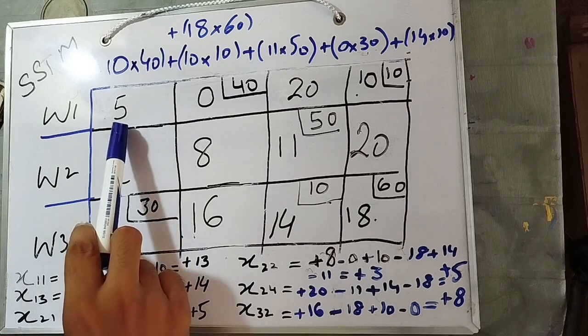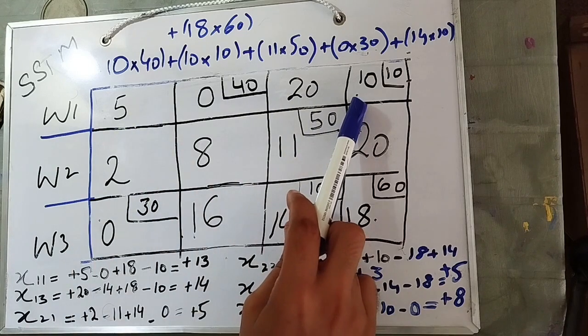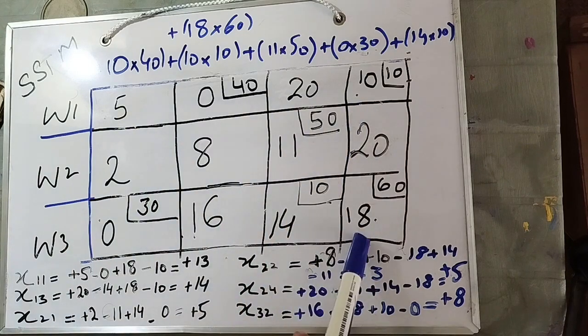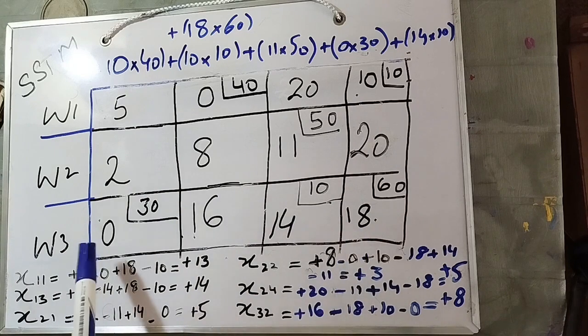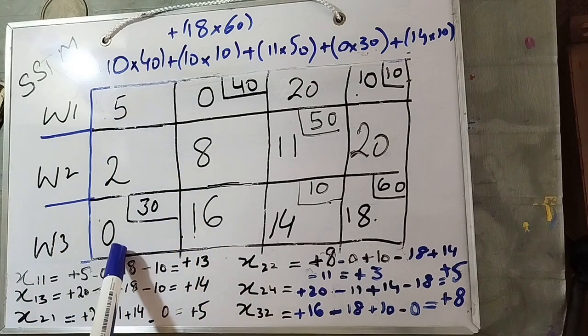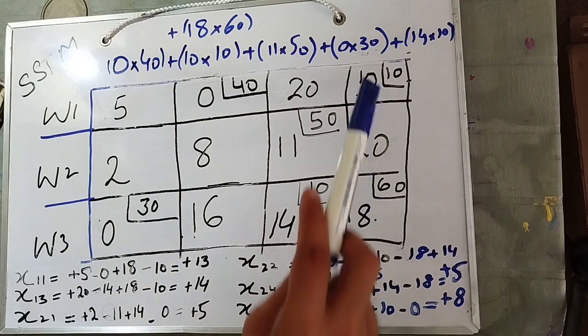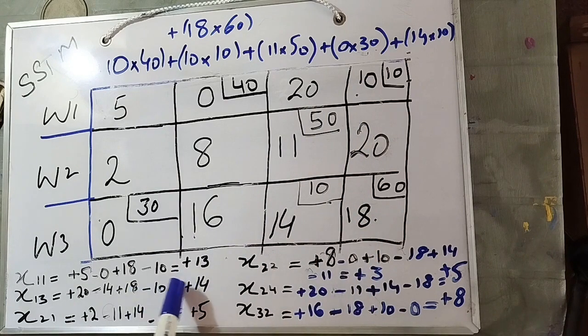So starting from here with the 5, 10 is the best option. And when we go to the 10, 18 is the best option. When we go to the 18, the 0 is the best option. So you see this is over here, plus 5. You may also go this way, plus 5 minus 0, plus 18 minus 10. So that equals plus 13.